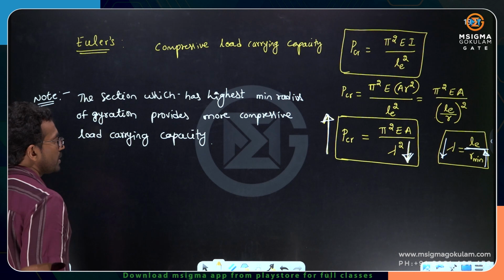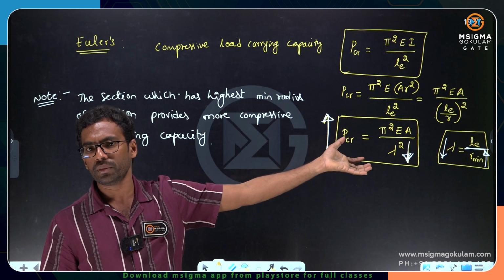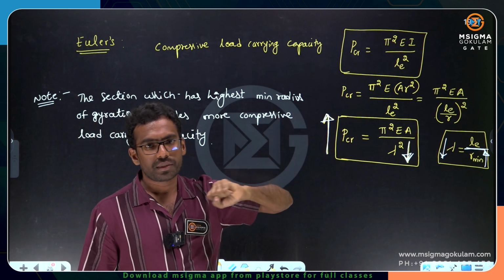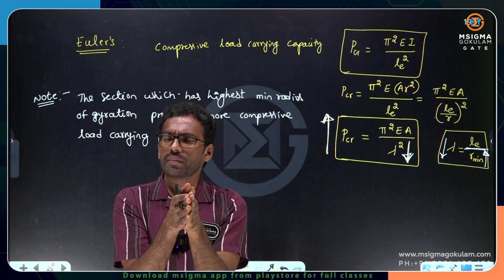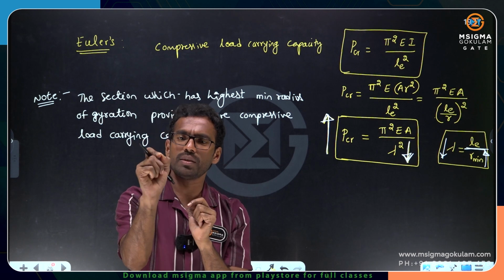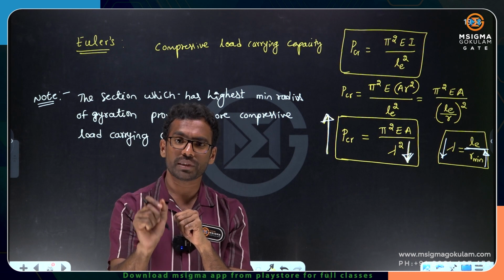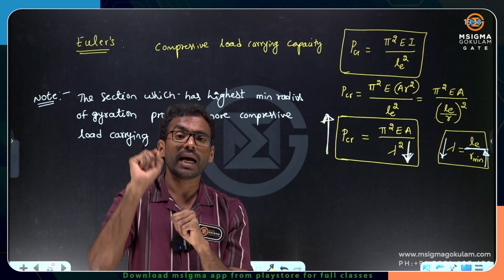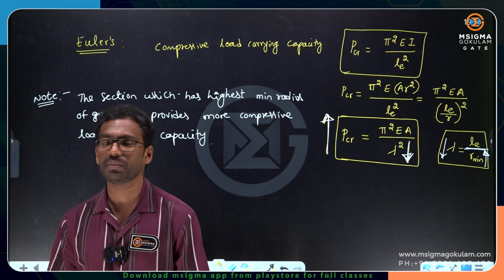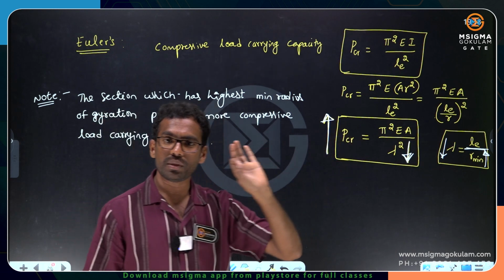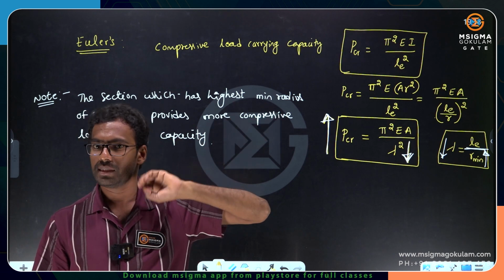Please understand, dear friends, when a particular section has to carry heavy compression load, it should have less slenderness ratio. That is possible when you have the highest radius of gyration. Whenever you talk about compression members, the very important parameter which governs the load carrying capacity is radius of gyration. Please remember radius of gyration. If it is high, then it is the best compressive load carrying member. So the best compressive load carrying member is the member which has the highest radius of gyration. Is it clear to everyone?